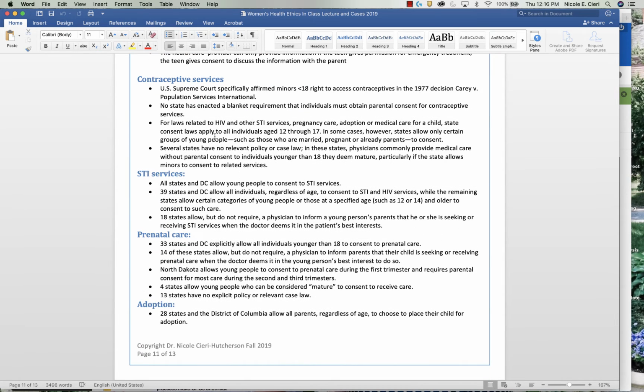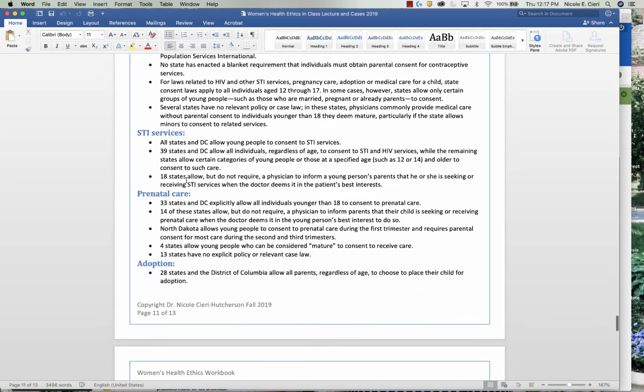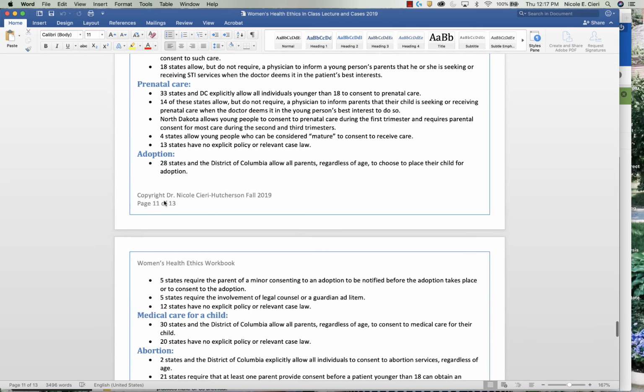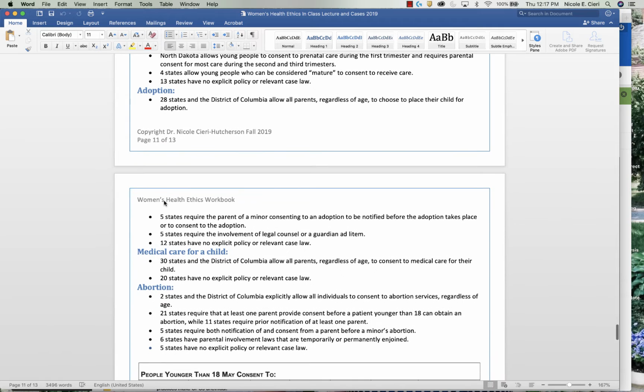So depending on the type of services, this will vary what the teen is allowed to provide consent for. For example, contraceptive services: all minors less than 18 have the right to access contraceptives, and that was a U.S. Supreme Court decision. So no state has enacted any specific blanket requirement that requires parental consent for contraception. As it relates to some of these other services like STI, HIV, prenatal care, adoption, medical care for the child, and abortion, this might be different depending on what state you're in.